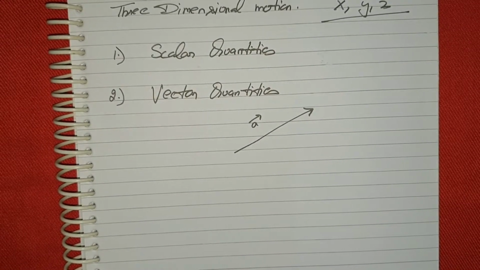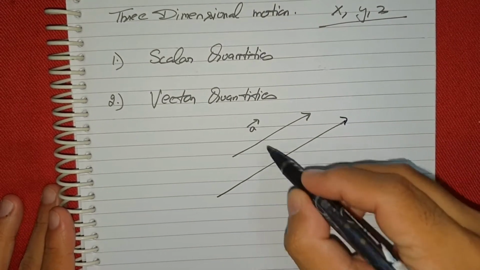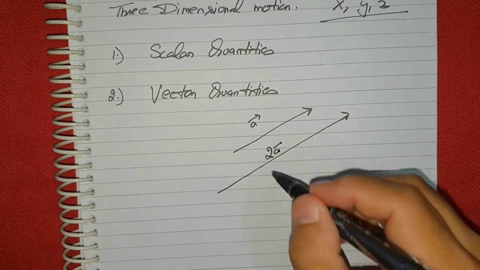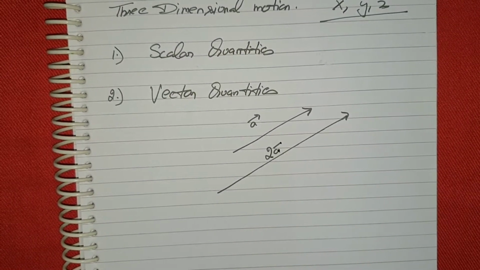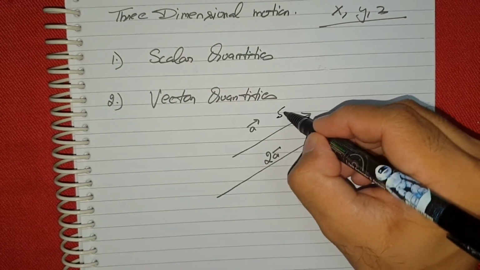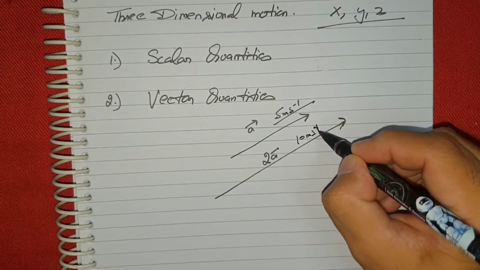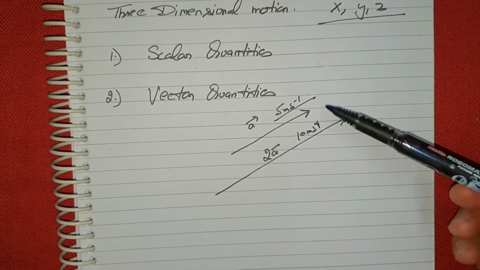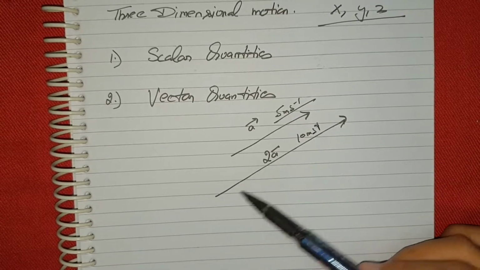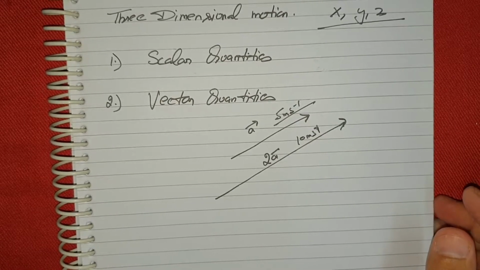For example, if I draw a vector like this, now this is the same as this vector, but the length is twice. Since they have the same direction, but its magnitude is twice of it. So, suppose this represents 5 meter per second velocity, so this will represent 10 meter per second velocity. Now, both are in the same direction, but the magnitude of this is twice of this. So, the length of this will be twice of this length.